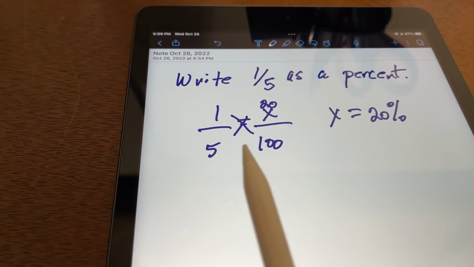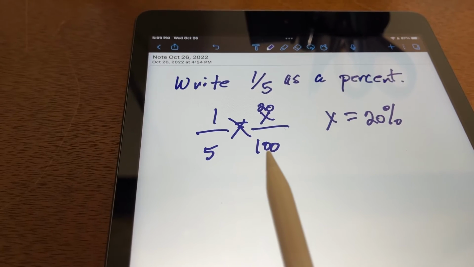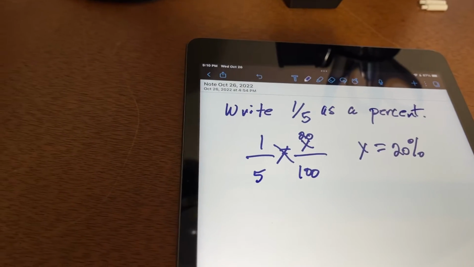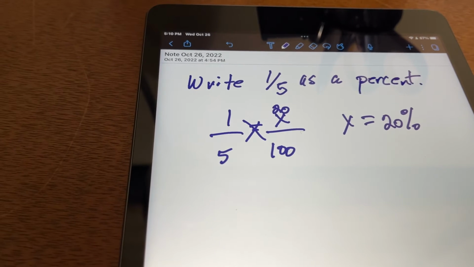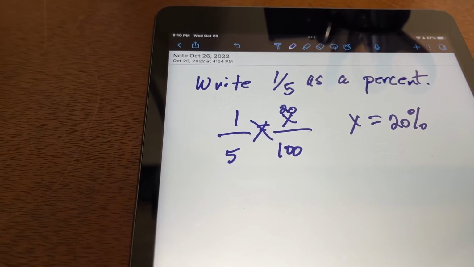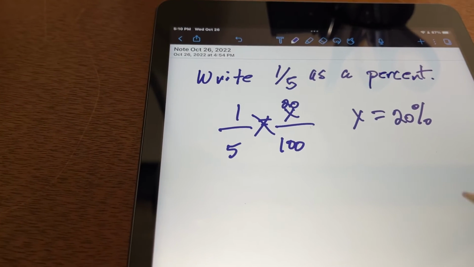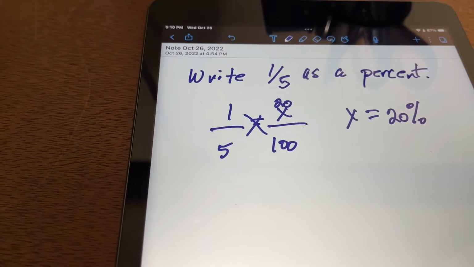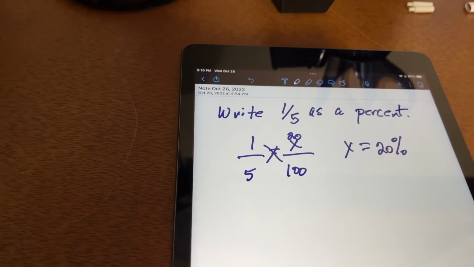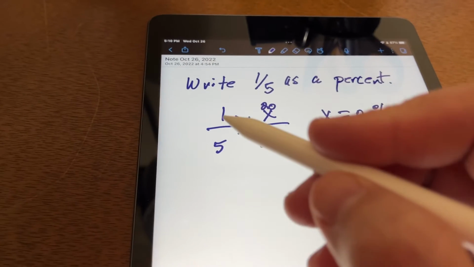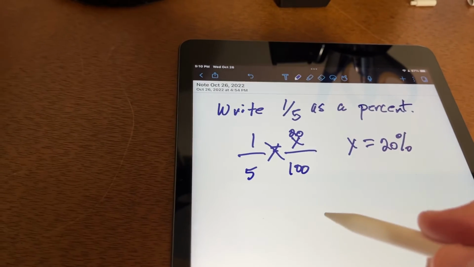Now there's another way, though, to do this, and this is very helpful when the number that you have here won't go into 100 an even number of times, like if you had a 6 or something like that, 1/6. You couldn't write 1/6 as per 100 without using a calculator and without using some decimals. So here's the other way to do it, is to think of this as 1 divided by 5.